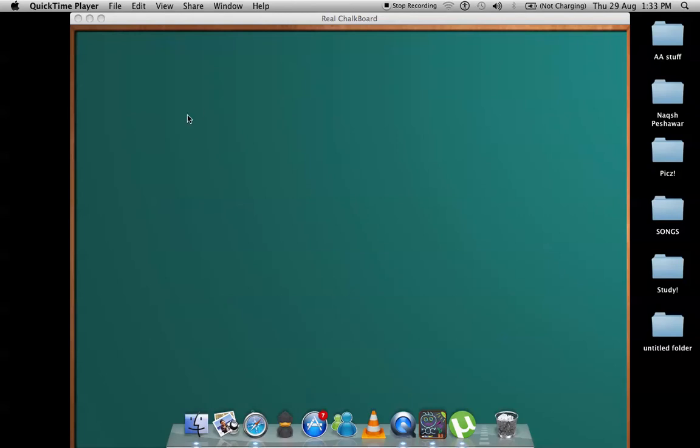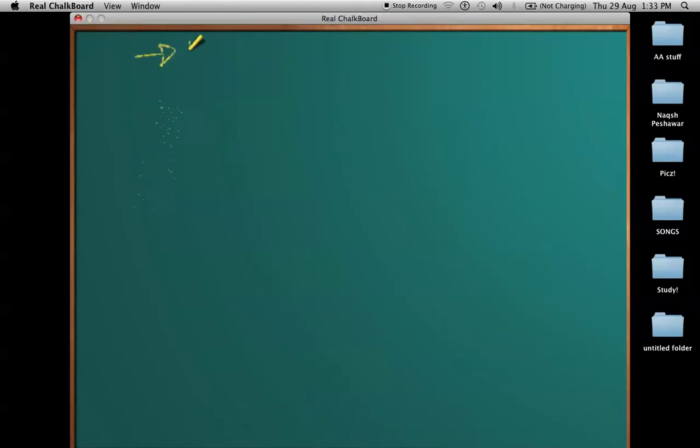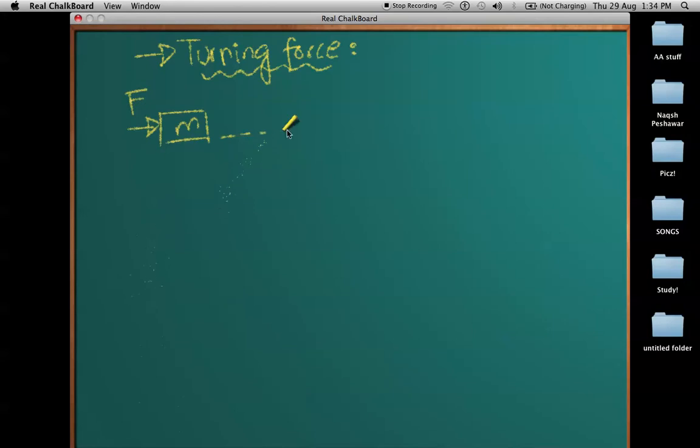Hey guys, today we'll be talking about a different kind of force, which, in its simplest terms, is known as the turning force. Previously, we have seen that whenever a force acts on a mass m, it drives the mass to some distance. Let's say this is 10 meters. It takes the mass 10 meters away. Just assume the situation here.